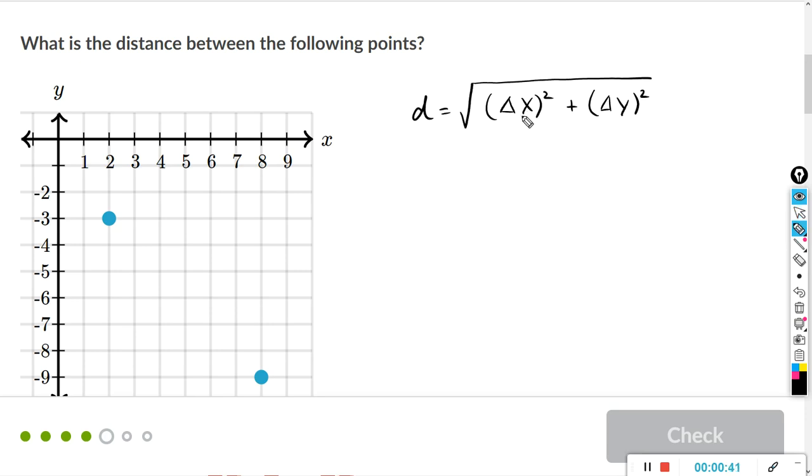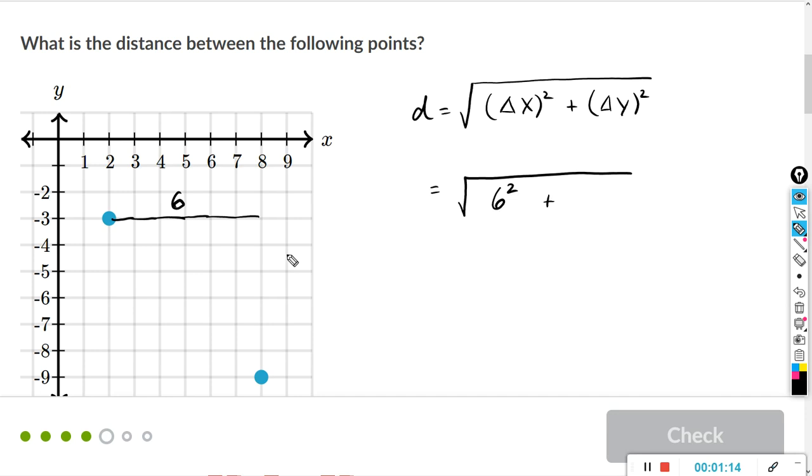Okay, starting with the change in x, we'll start right here, and we can count 1, 2, 3, 4, 5, 6 units. Okay, so we just line it up with the other point. That's going to be 6 units. So for the change in x, we have 6, and that gets squared, and then we add.